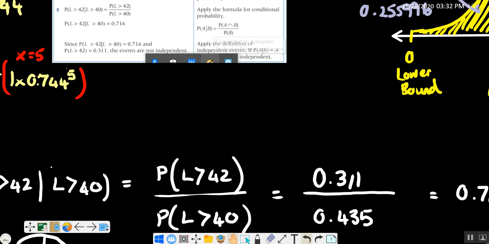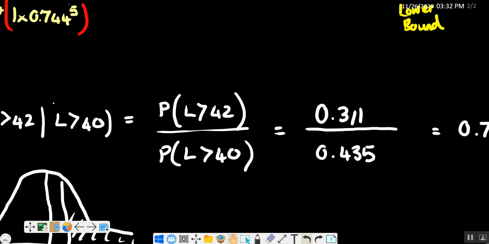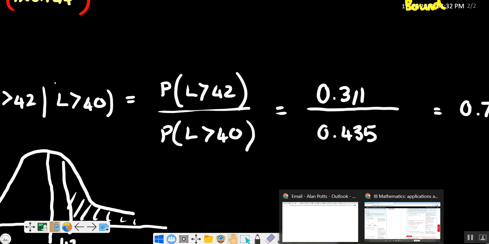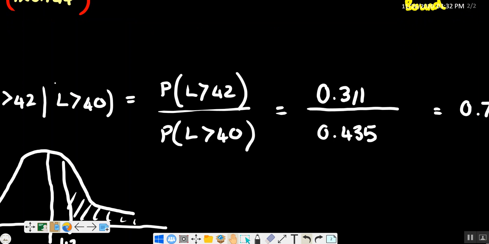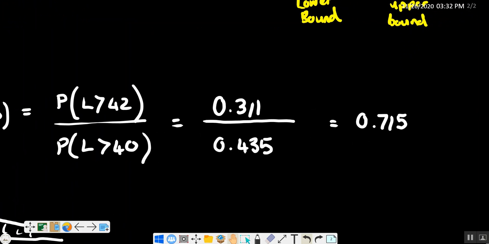What does it say here, by the way? Apply the definition of independent events. So they're saying if the probability of A given B is equal to A, then A and B are independent. All right? So because this number is not the same as this number, it means they're not independent.